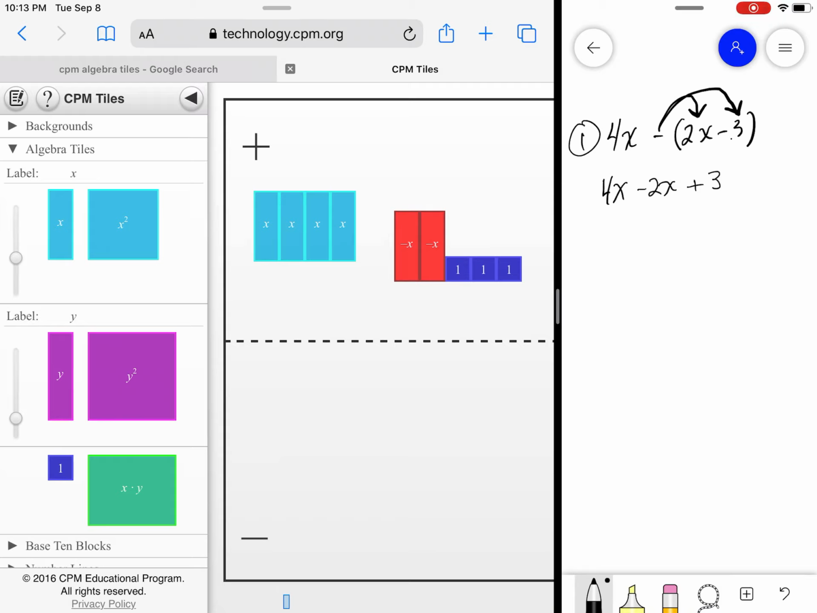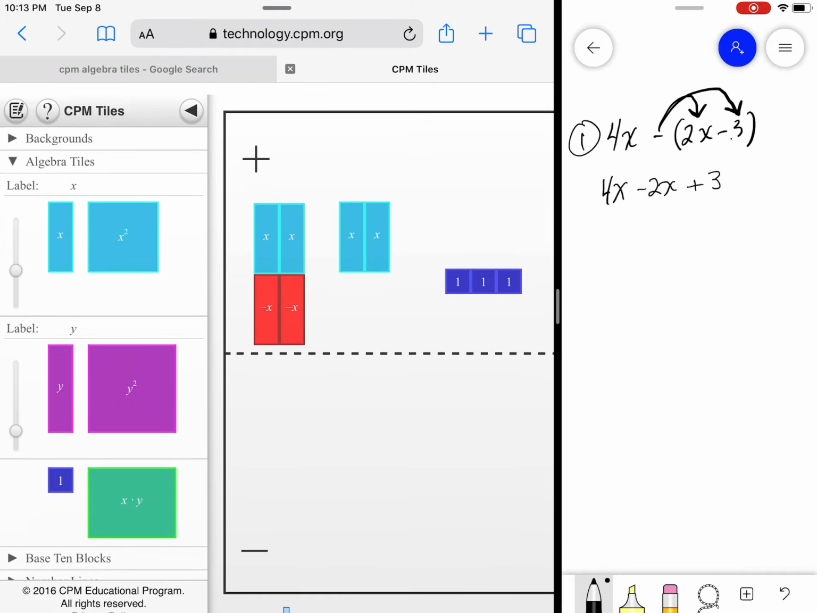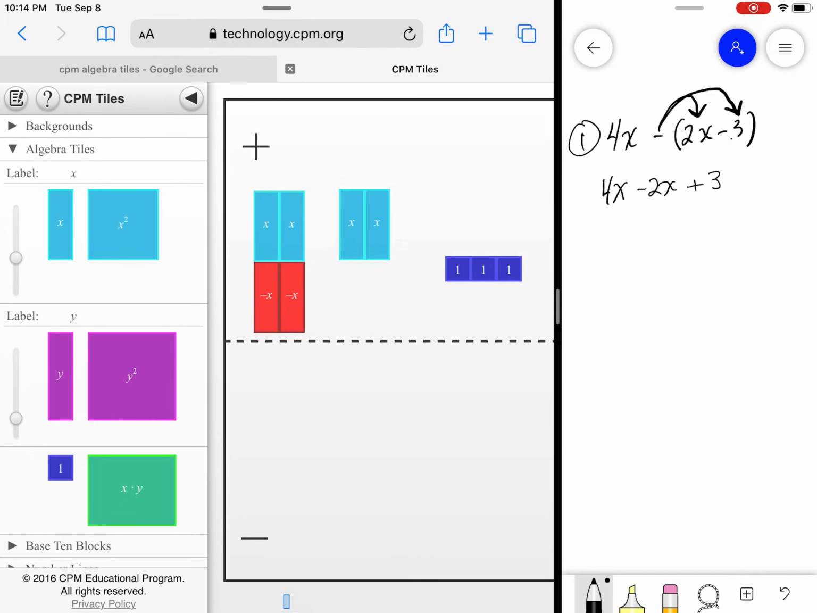Next, let's put together the like terms. So I can see I have x's here. That gives me 2 zero pairs. Let's move these guys over. These are all zero pairs, so I can get rid of this whole amount. Let's just pluck them off. And that's it for like terms. So we get 2x plus 3.